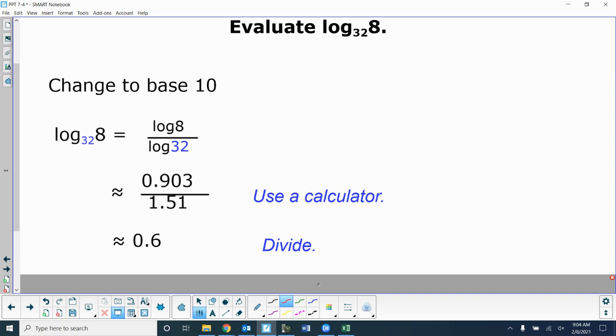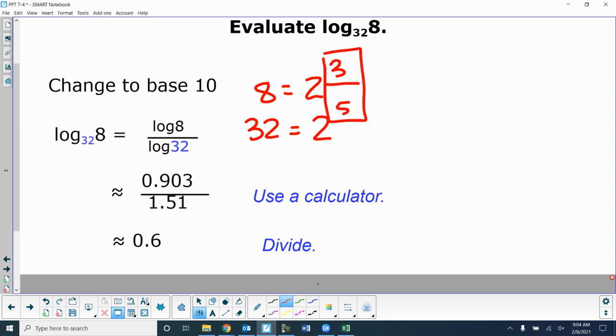Okay, now I can show you why. 8 equals 2 to the third, and we just found out 32 was 2 to the fifth, right? So I could change them both to base 2, and then it's just 3 divided by 5, which is 0.6. Okay, but you don't have to worry about it. This was just showing you. You just put it in your calculator.